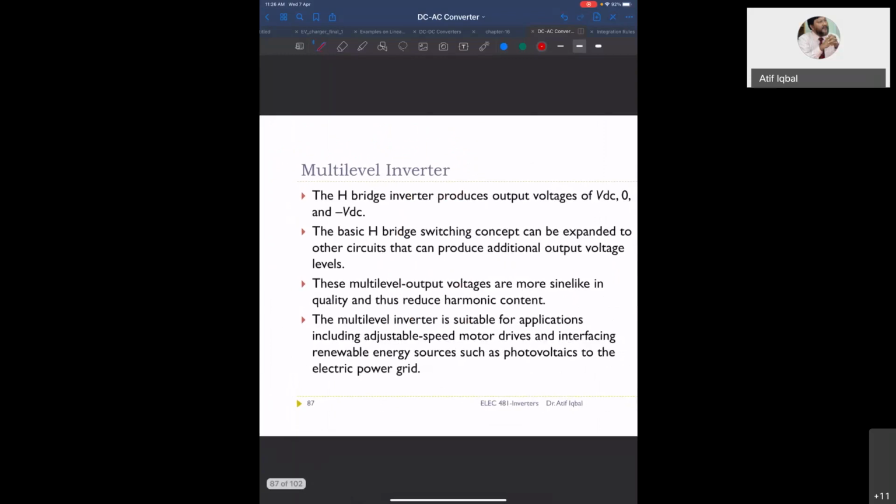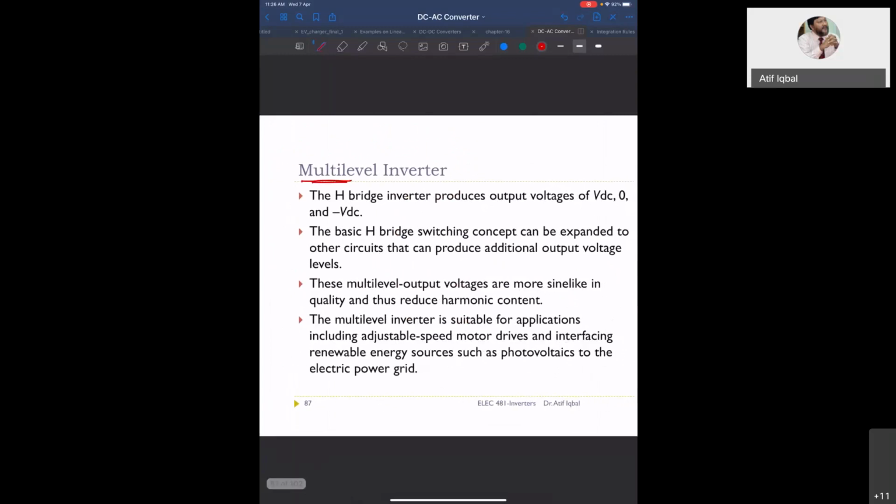Next, we have multi-level inverter. How do we get the multi-level inverter? You see, the H-bridge inverter produces output of VDC, 0 and minus VDC. If you have two legs and you connect a load here, positive DC bus here and negative DC bus here, then the voltage across the load will have three values, either plus VDC or minus VDC or 0.